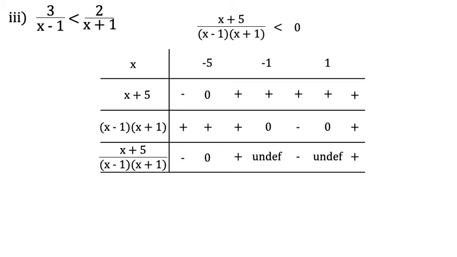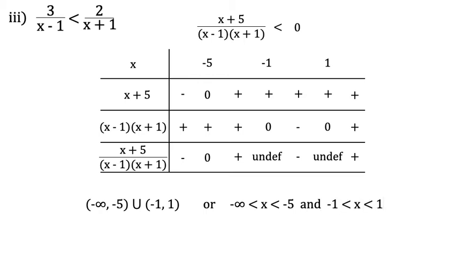Recall that the purpose of solving this equation is to find values of x which belong to a set which is less than 0. Using the bottom column, we can see negative values when x is less than -5 and when x is between -1 and 1. Therefore, our set will be between -infinity and -5, union -1 and 1, or -infinity is less than x, which is less than -5, and -1 is less than x, which is less than 1. The line graph would look like this.